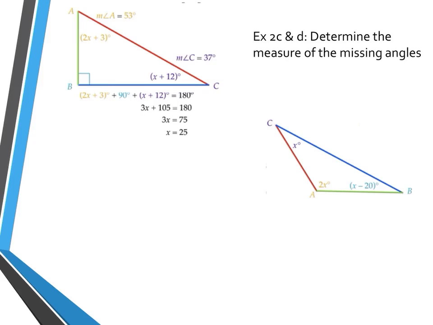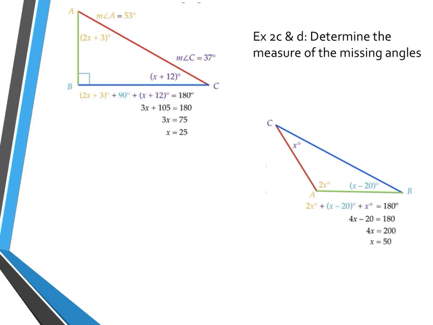Now let's take a look at our second example on this page. So example 2d. We have angle x, 2x, and x minus 20. So set up an equation in which all of the angles add up to be 180 degrees. Then combine like terms, resulting in 4x minus 20 equals 180. Then add 20 to both sides, resulting in 4x equals 200, then divide both sides by 4, resulting in x equaling 50.